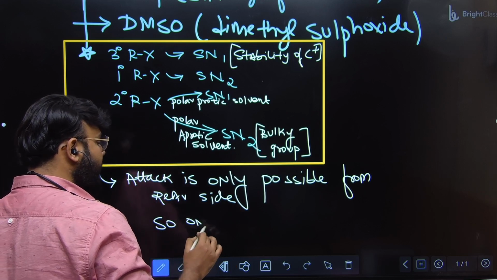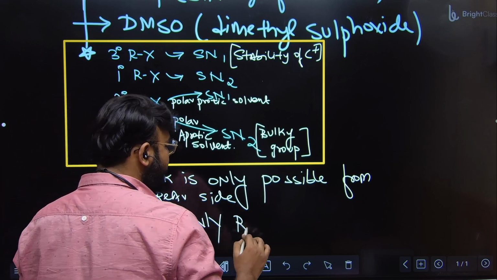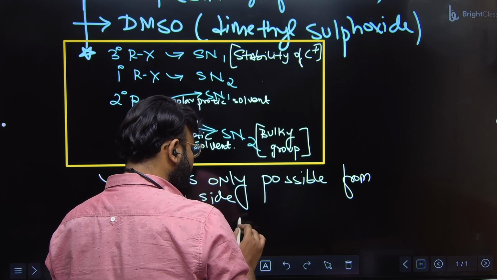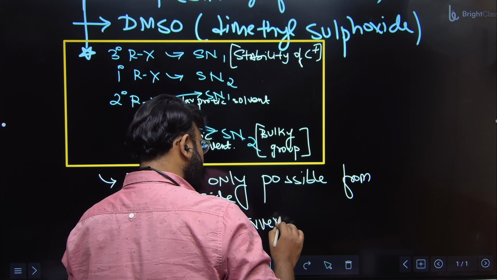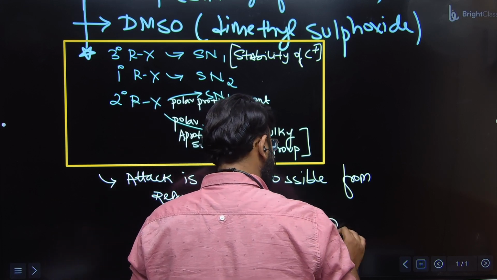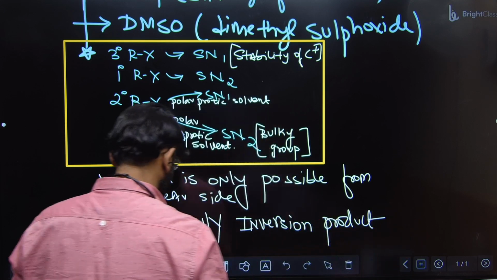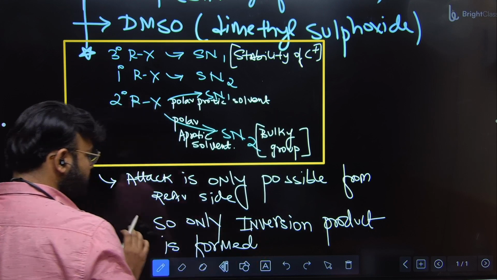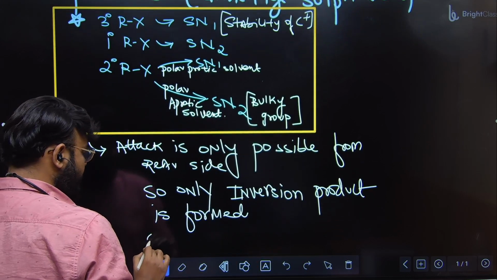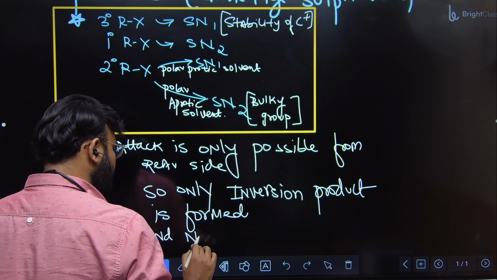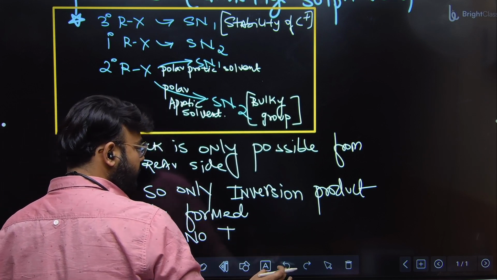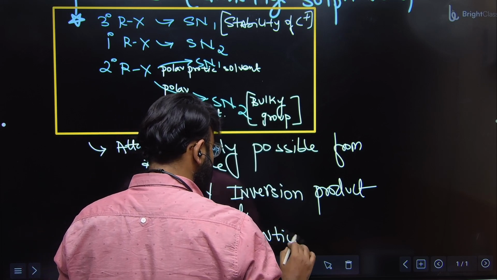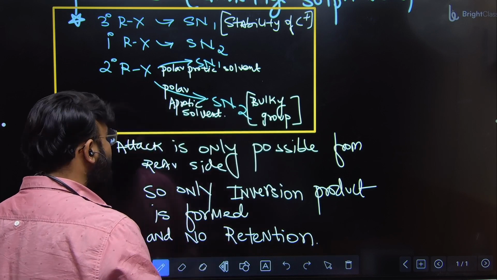So only inversion product is formed and no retention. This is super important. Write it down.